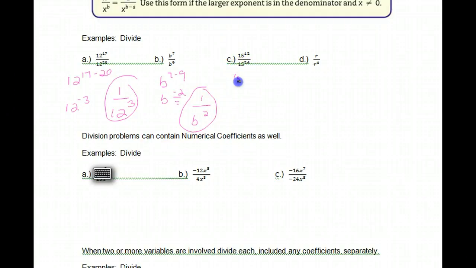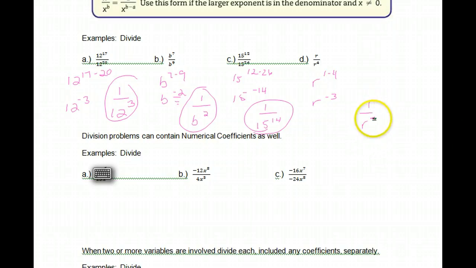Letter C. You have 15 to the 12 minus 26 power. When you simplify, we had 15 to the negative 14. And then that becomes 1 over 15 to the 14th power when we simplify. And then lastly, letter D is r to the 1 minus 4. When you do the math, it becomes r to the negative 3 power. Can't have a negative exponent, so it becomes 1 over r cubed.